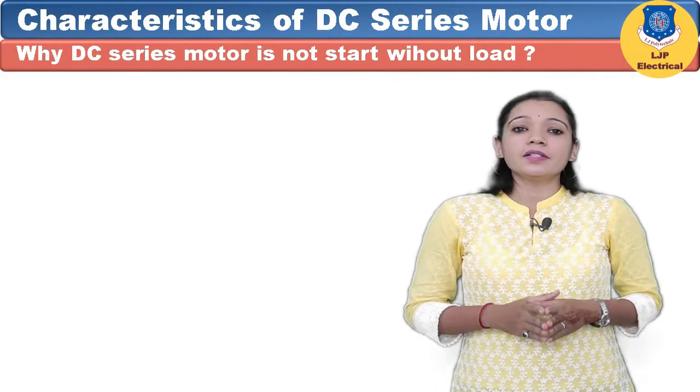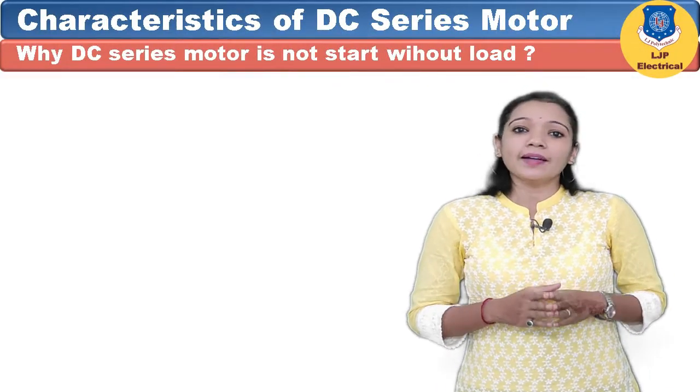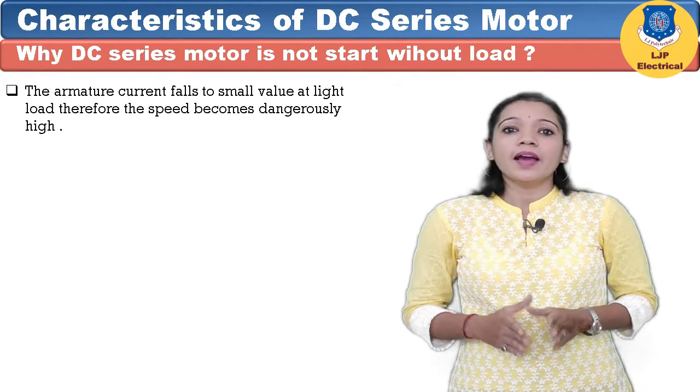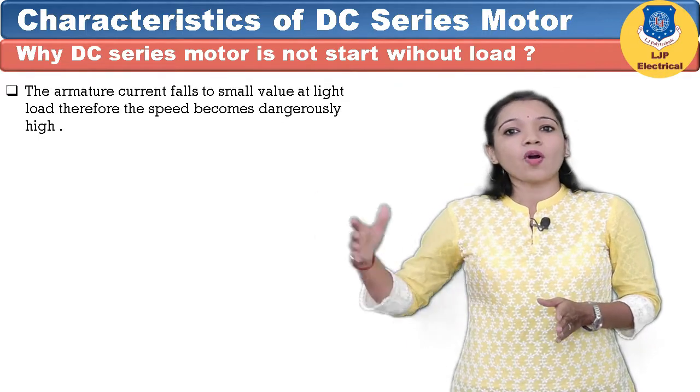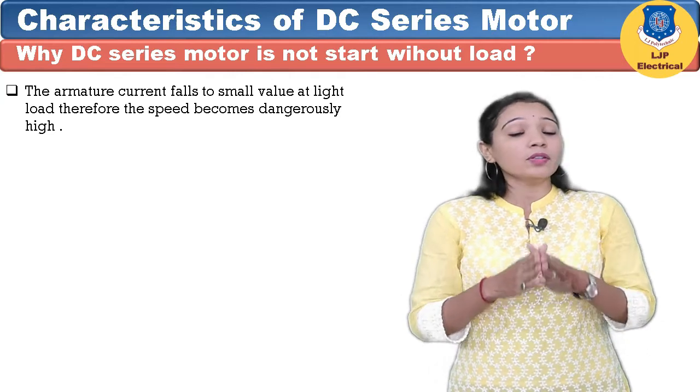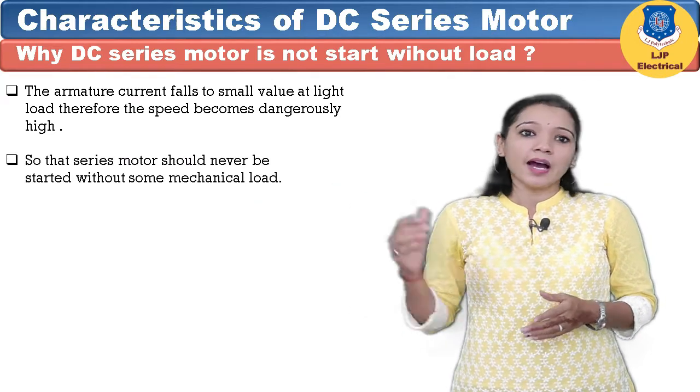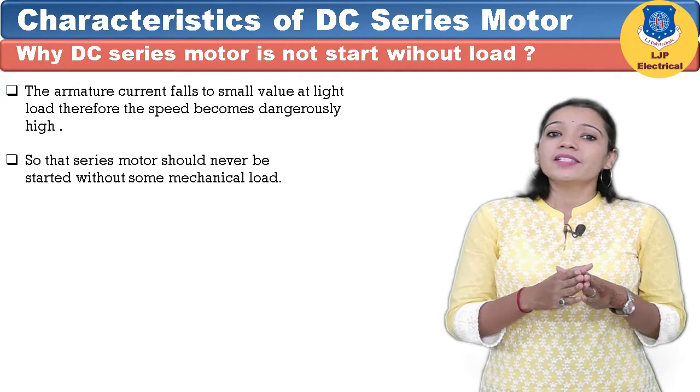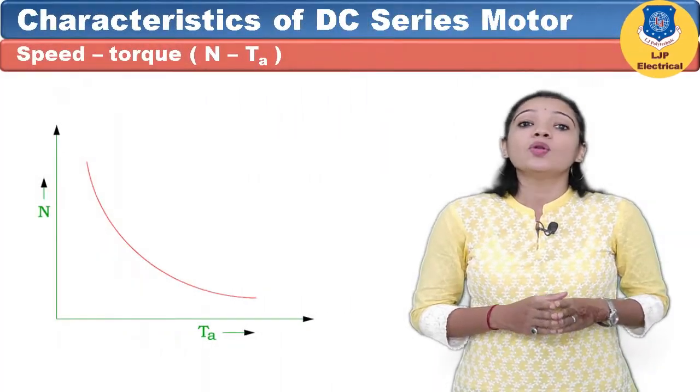So the reason is DC series motor never starts at no load condition, because the armature current falls to a small value at light load, therefore the speed becomes dangerously high, and so the DC series motor will never start with no load condition.